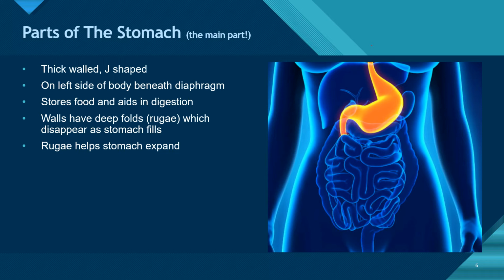Its walls have deep folds, or rugae, and the rugae expand, and this helps the stomach expand so that when the stomach fills, it has enough room. And then they disappear when the stomach fills.